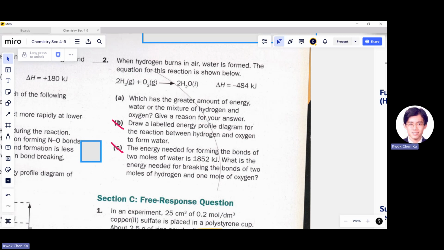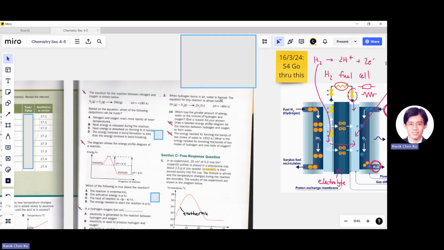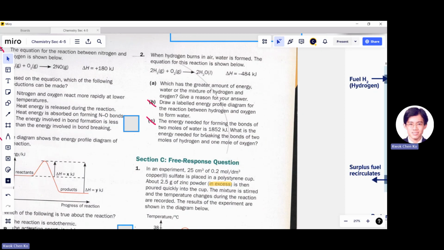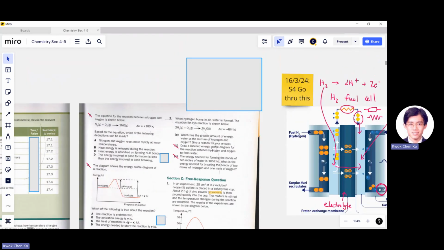Two moles of water is what is the energy to break the bonds of 2 moles of oxygen? Is it not the same thing? No. Is it the MCQ that we did? Not exactly. This one is a very different question. The overall change is still the same. Minus to plus, like minus. So it's minus.